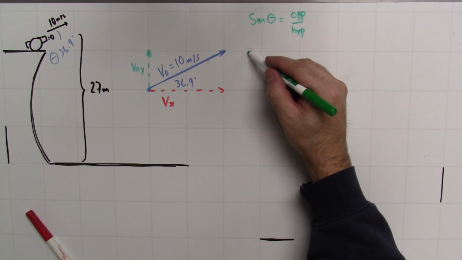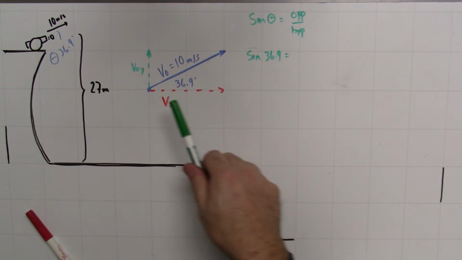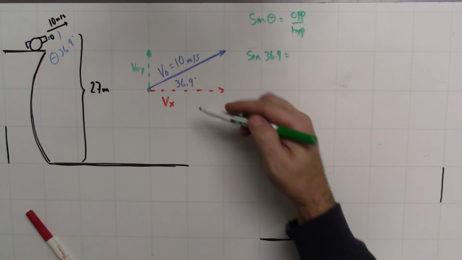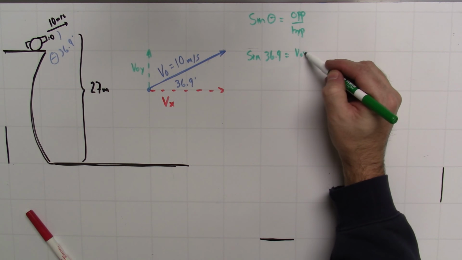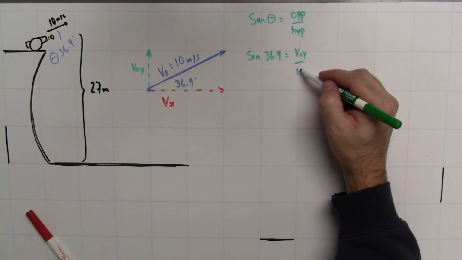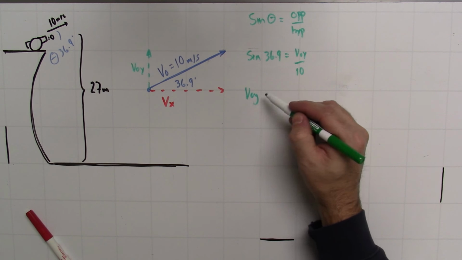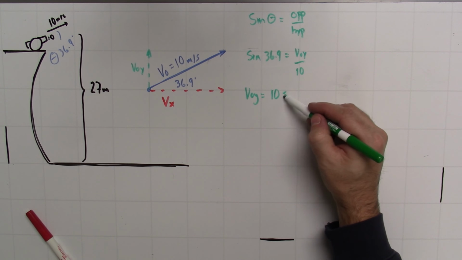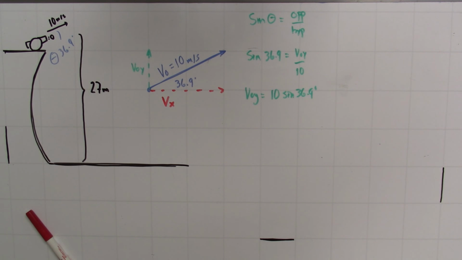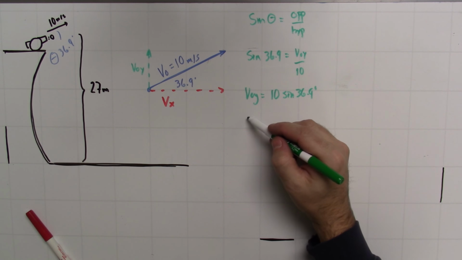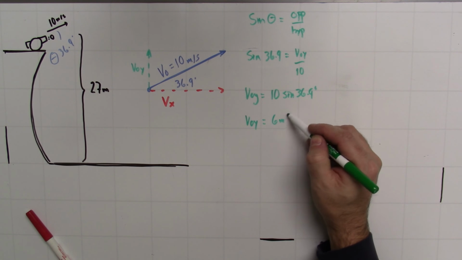If I apply this to this case, the sine of 36.9 should be equal to, now what is the opposite side here? The opposite side must be equal to V0y, and the hypotenuse here is our 10. Multiply both sides by 10. V0y is equal to 10 times the sine of 36.9 degrees. Bust out your handy dandy calculator and you realize that V0y is equal to 6 meters per second.